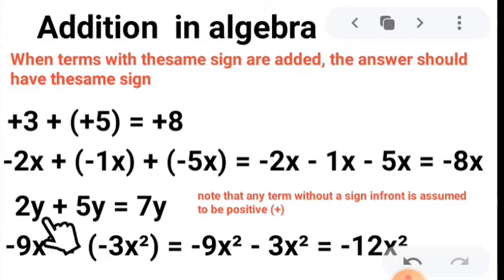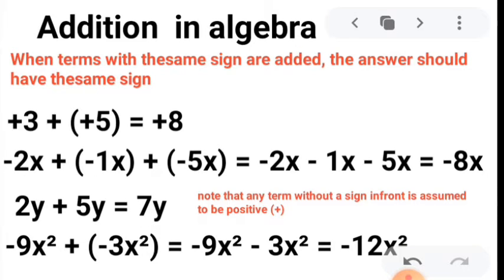Now we have 2y plus 5y equal to 7y. Just note that any term without a sign in front is assumed to be positive. So 2y is plus 2y because there is no sign in front of it. So 2y is positive, plus 5y, which is also positive, we get 7y.